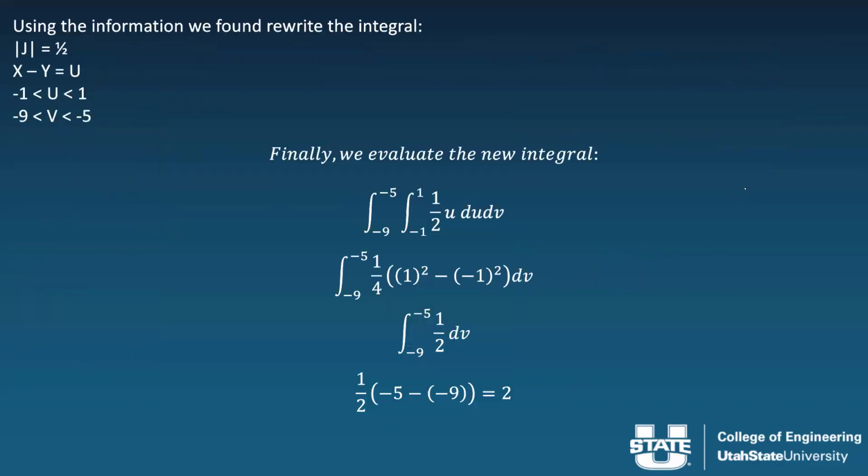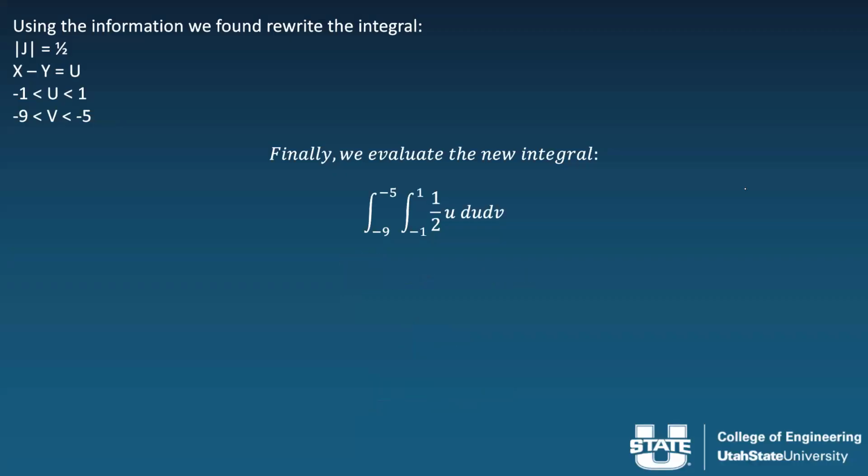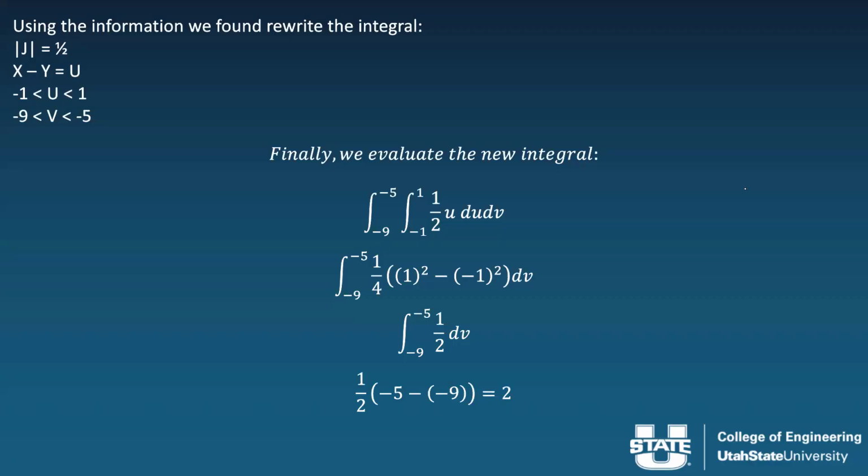And then they went through, oh, they got an answer of 2. Did I? Let's see. 1/2 u squared. Yeah, but then when we evaluate the bounds, we have 1 squared minus negative 1 squared. 1 squared is 1, negative 1 squared is 1. So then we have 1 minus 1. That should be a 0, shouldn't it? I'm pretty sure the slides are wrong.